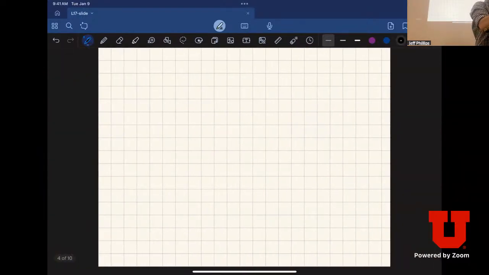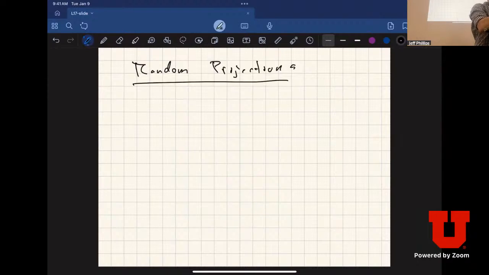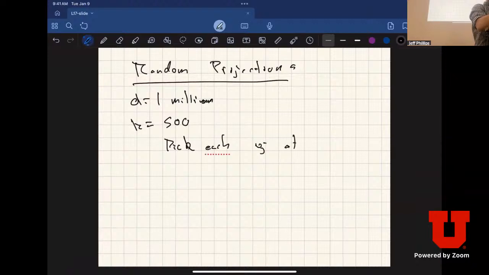And then quickly, just to summarize, random projections. This is often where you want d, think of like 1 million, and k equals, say, 500. And so I want to project in this sort of setting. This is where this works. And so I basically pick each uj at random, and these are independent.